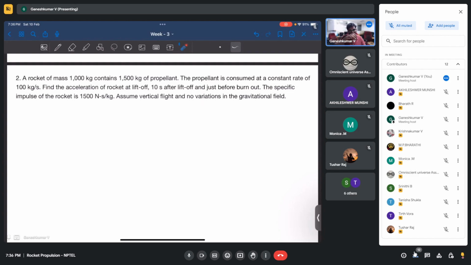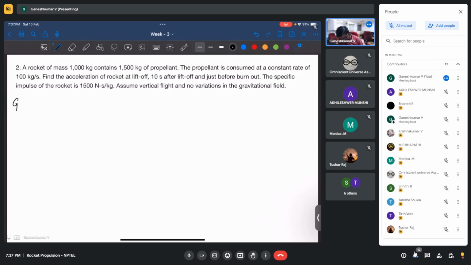So we are requested to find acceleration at three different places: one is at liftoff, 10 seconds after liftoff, and just before the burnout. And we were also asked to find the specific impulse of the rocket. We were asked to assume it is a vertical flight with no variations in gravity. So it's a small problem. I thought it would be interesting to solve this.